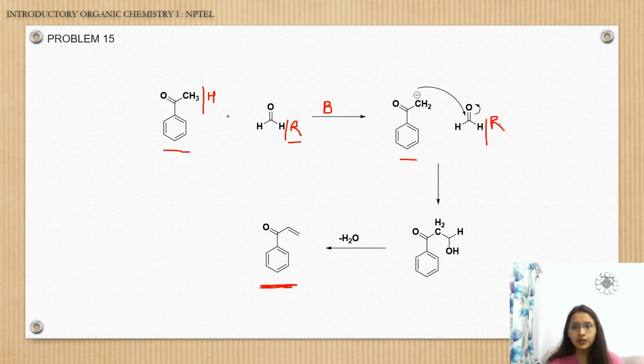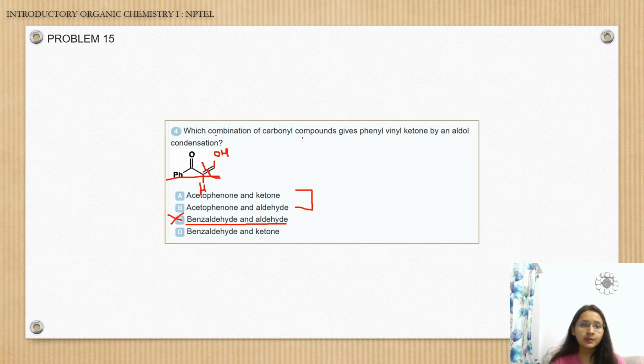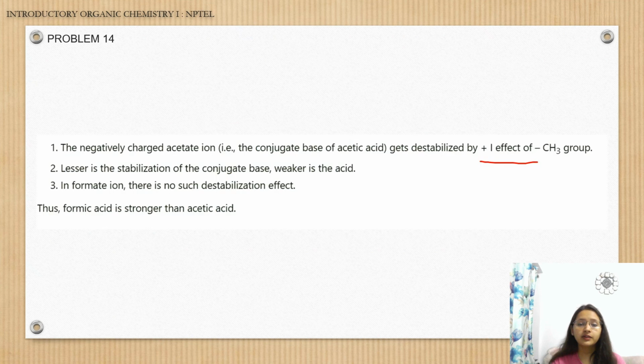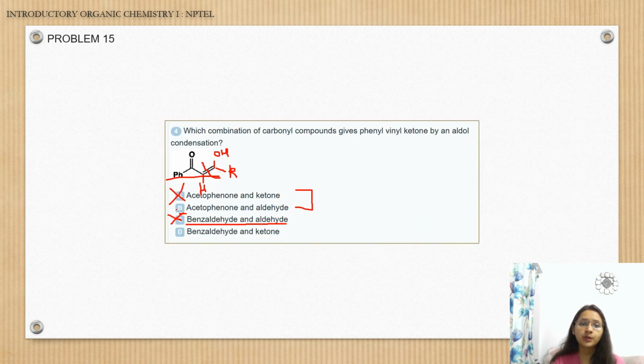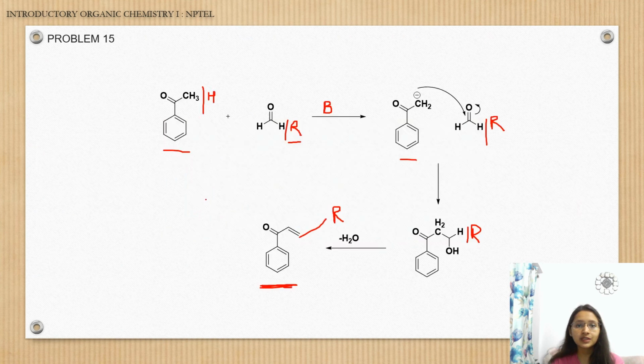If we have an R, then at this position you don't have a hydrogen, it will be R. And also at this position, some substitution is there. If you are considering a ketone instead of an aldehyde, then in the product you must have this R group present if you are starting with acetophenone and a ketone. That is why A is getting eliminated again. So B is the correct form which gives you the required product. That is why the correct option is option B, because if you use acetophenone with aldehyde, you will end up having phenyl vinyl ketone in hand.